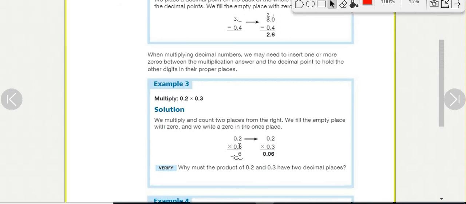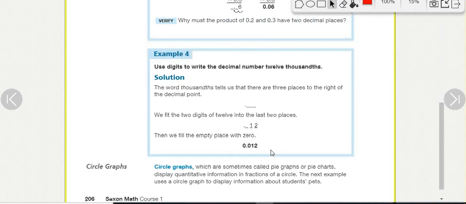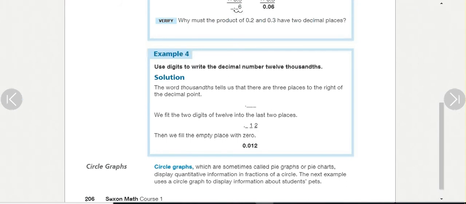0.2 times 0.3, we multiplied and we got this 0. So this is review. And if we didn't put that there, 6/10 would be much more than the 600ths we're supposed to have. What if we had to use digits to write a decimal number, and we have to write 12 thousandths? Well, we'd have to remember our place values, and thousandths go tenths, hundredths, thousandths, and I have 12 of them, so I put the rightmost number here, and I put the 1 in the hundredths place, but that's 12 thousandths. What do I do here?